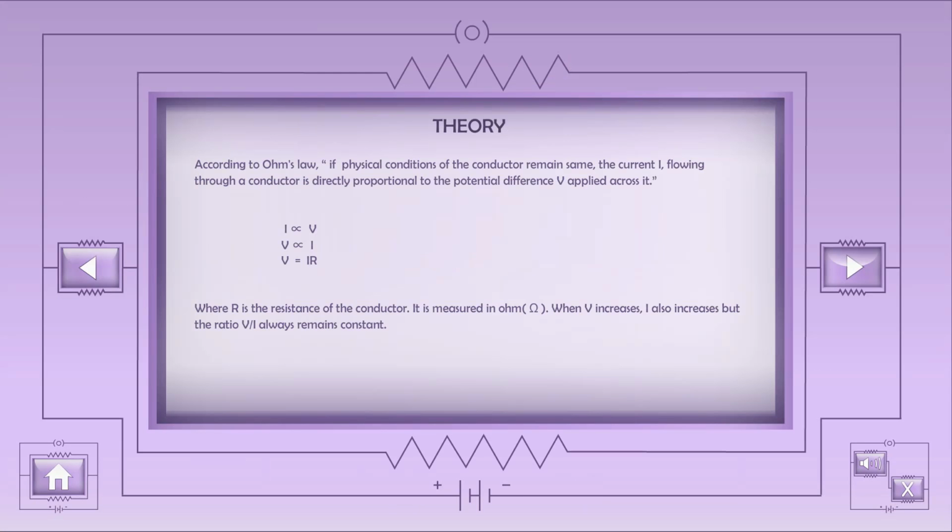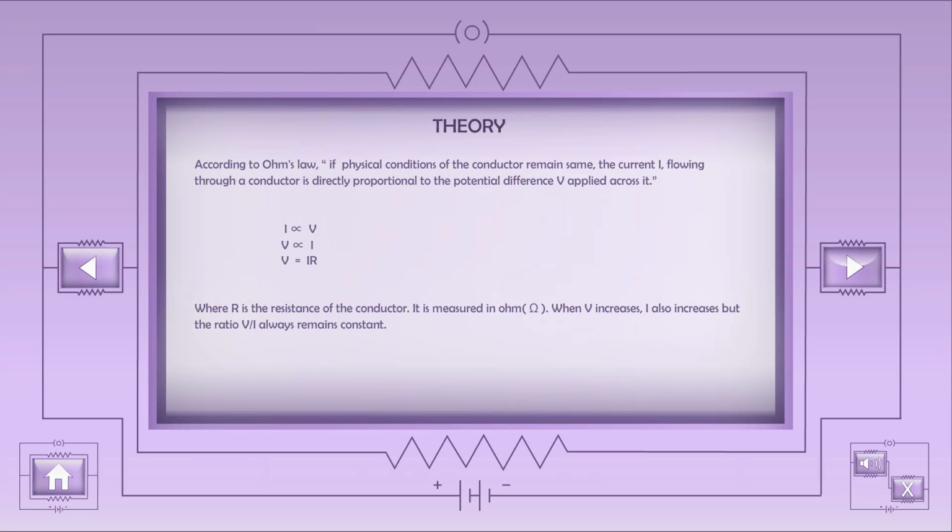According to Ohm's law, if physical conditions of the conductor remain the same, the current I flowing through a conductor is directly proportional to the potential difference V applied across it. In other words, I being directly proportional to V, we can say V is equal to IR, where R is the resistance of the conductor. It is measured in ohms.